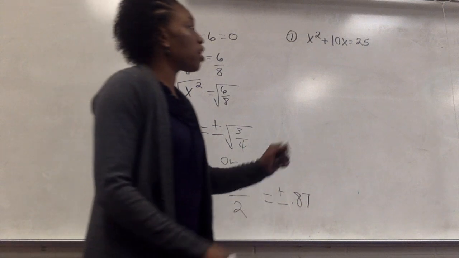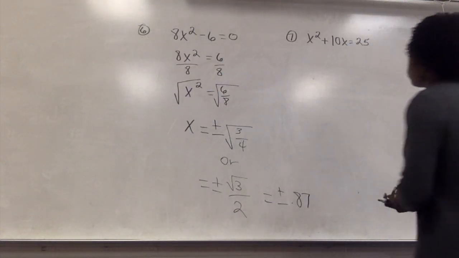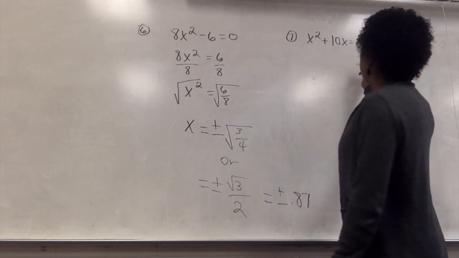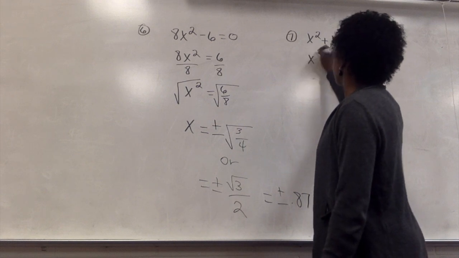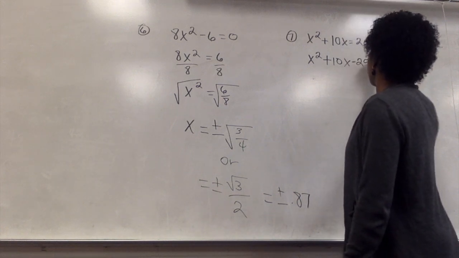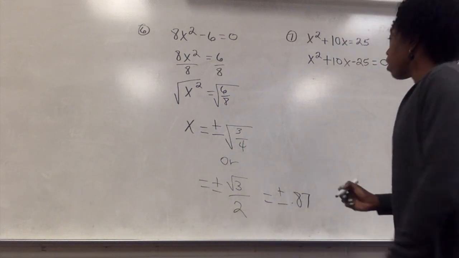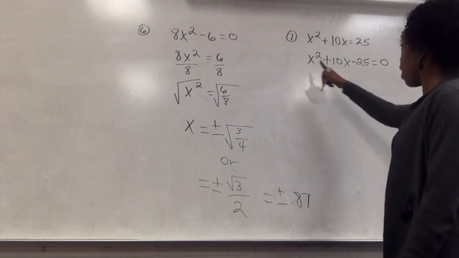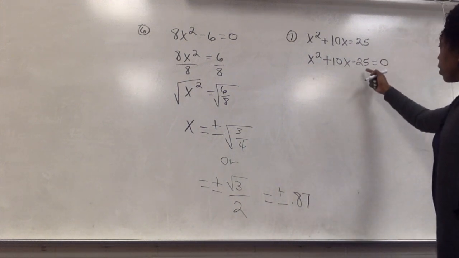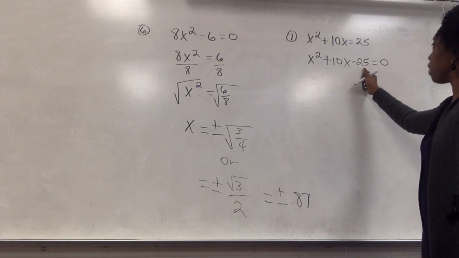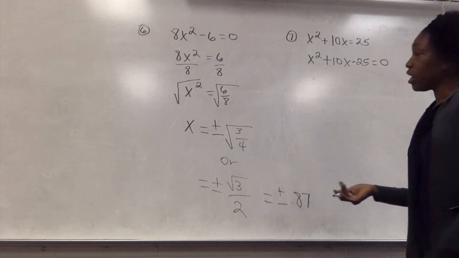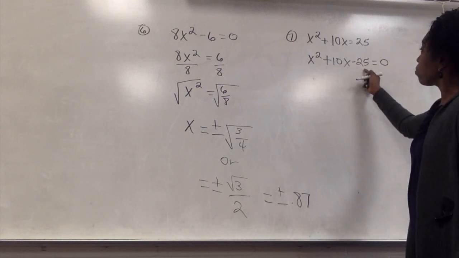All right, let's go over to number 7. Number 7, I noticed there are 3 terms here. So this is going to be a trinomial. So what I'm going to do is move my 25 back over to the left-hand side. So I'm going to get minus 25 and set it equal to 0. Now, I'm going to use factoring because I see that I have a 1 as the coefficient. So I'm going to look here at what multiplies to give me negative 25 and add to give me a positive 10.